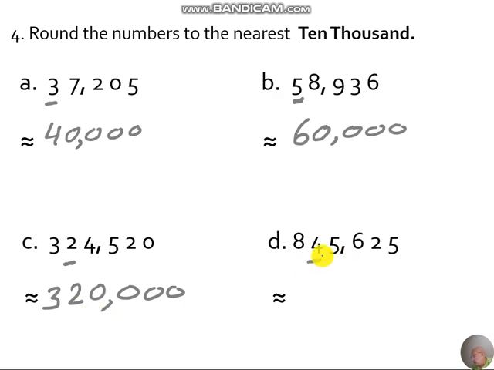This is the 10,000 here. 5 is rich. I add 1 here. This 4 became 5. And in front of the 4, 4 digits, and 4 zeros.